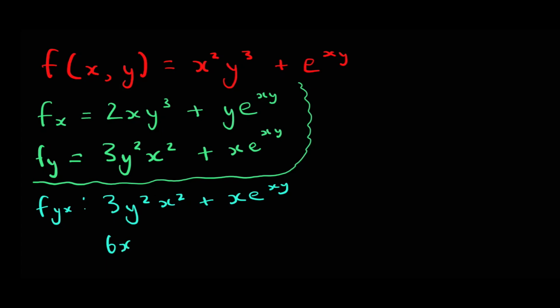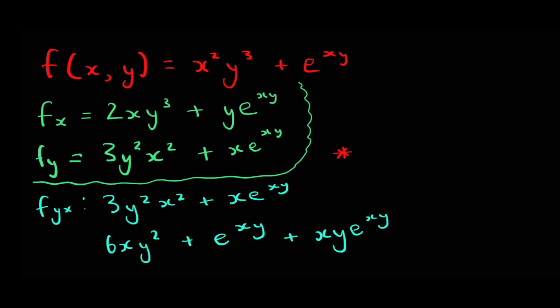Doing that, you get 6xy squared, and once again, we're going to need to use a product rule for x times e to the power of xy, because it's two functions of x being multiplied together. So that just ends up being e to the power of xy plus xy e to the power of xy. And you might notice that this is exactly the same as f subscript xy.